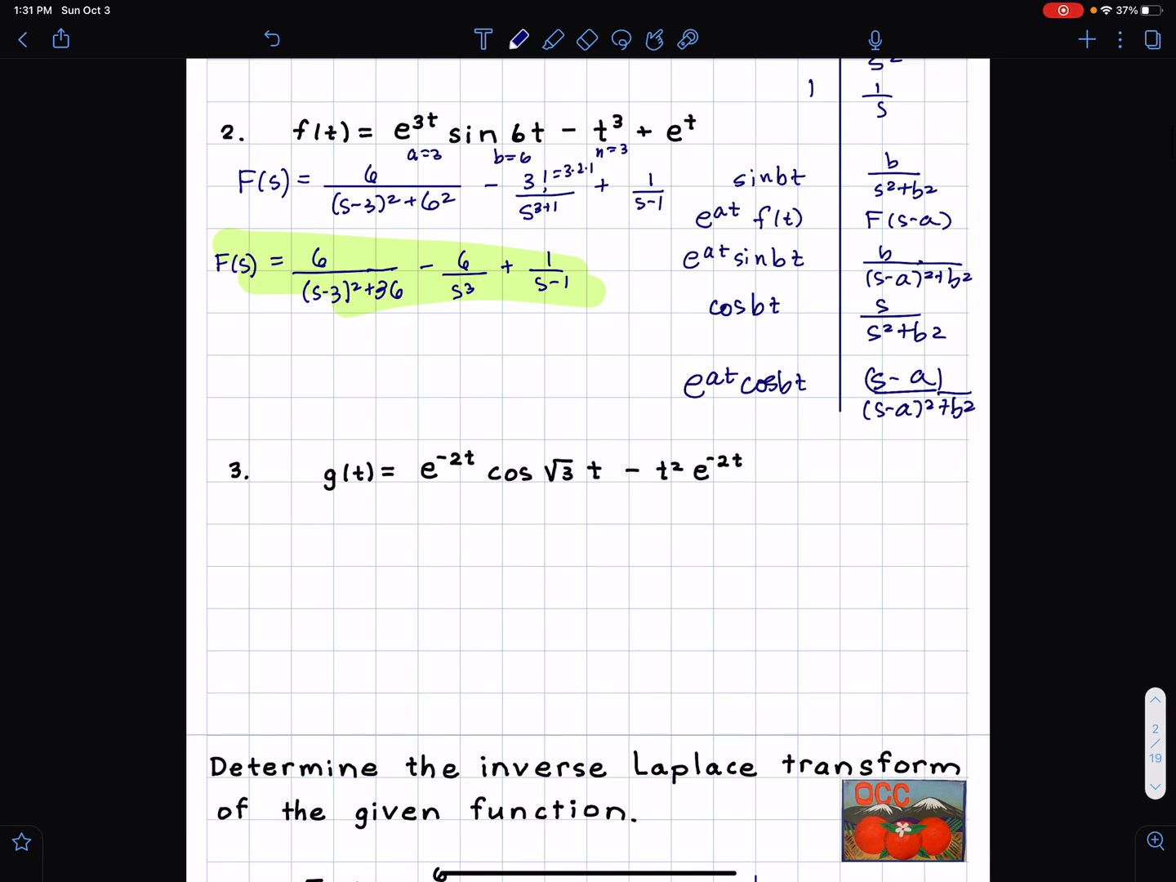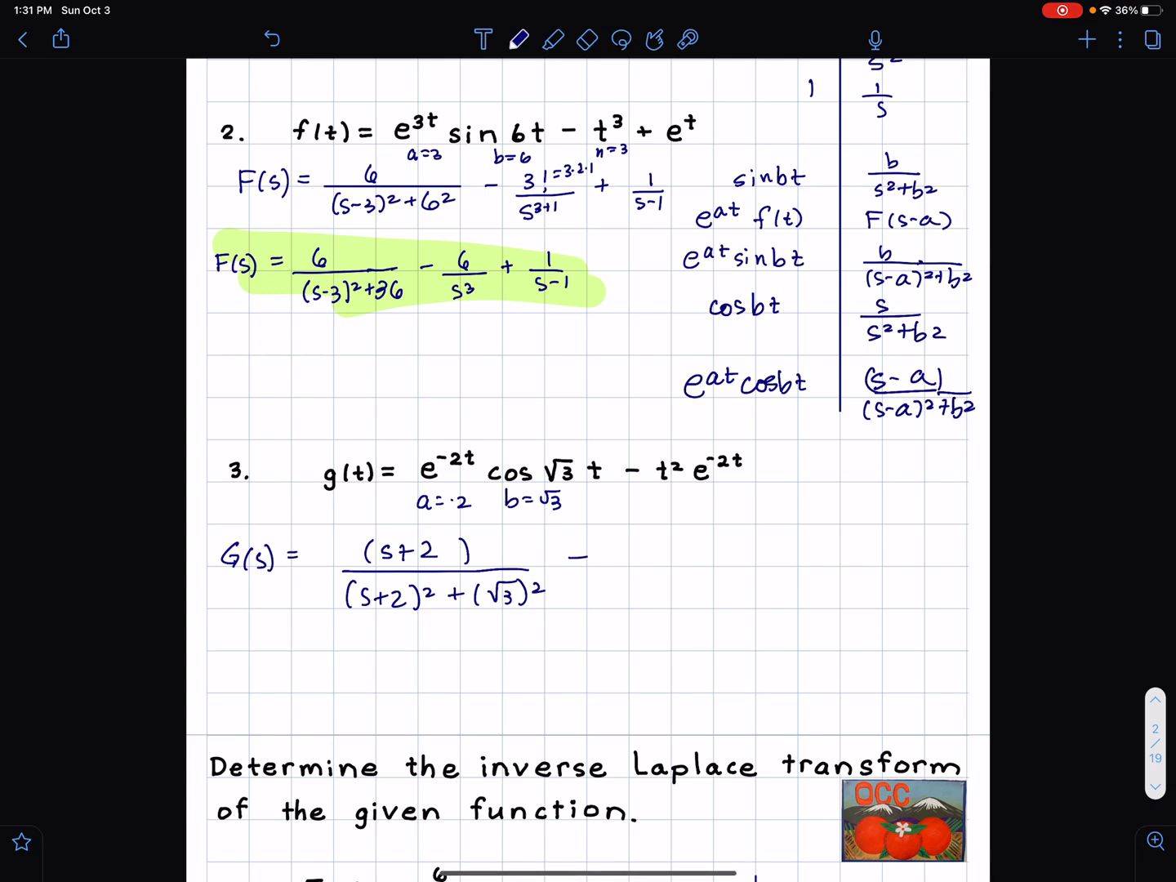All right. So then we have the Laplace transform called capital G. Here a is equal to negative 2, b is equal to radical 3. So we get s, but shifted: s minus negative 2 makes s plus 2. Then s plus 2 squared plus radical 3 squared.